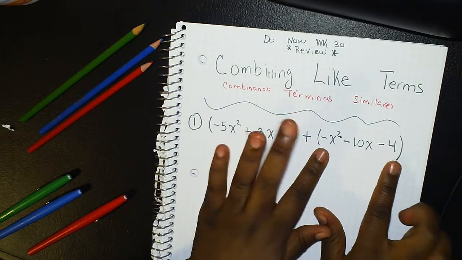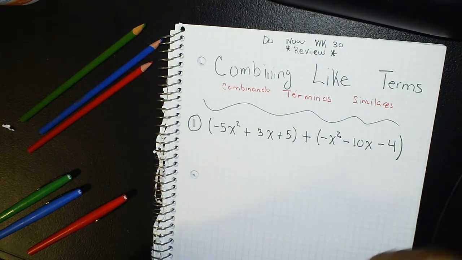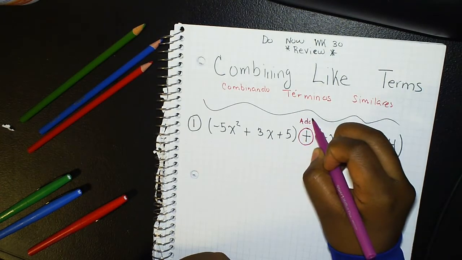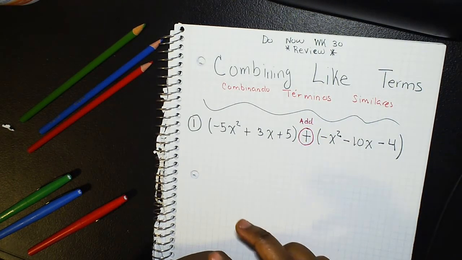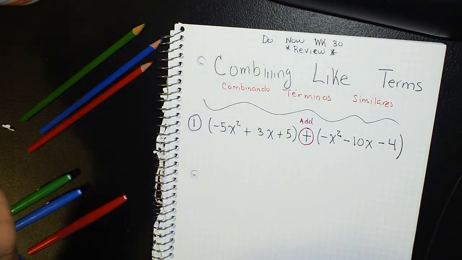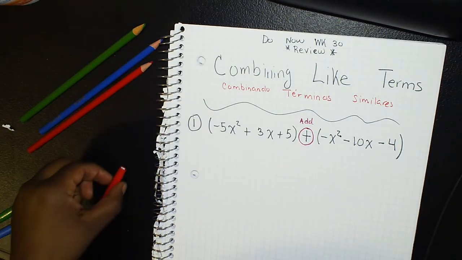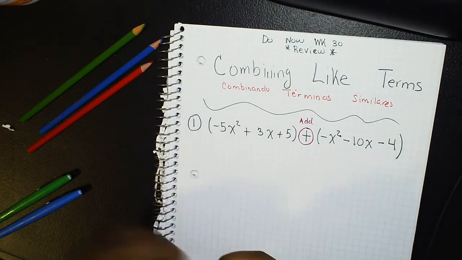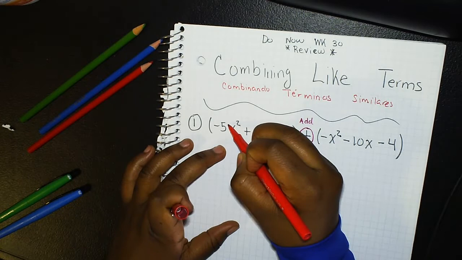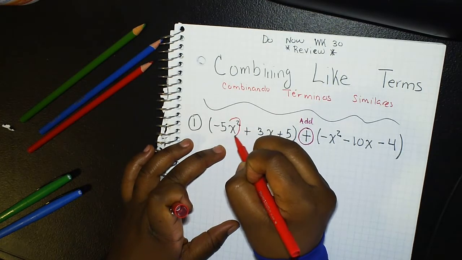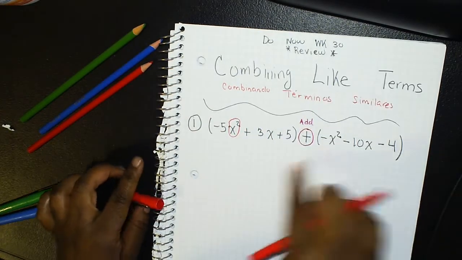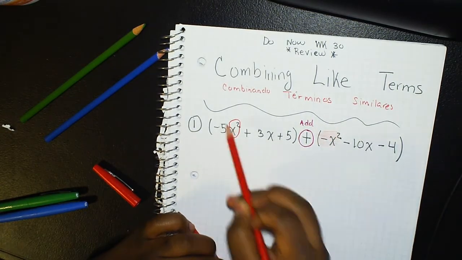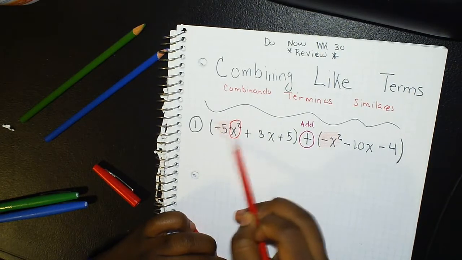All right. So first, let's observe our expression. I see two expressions in parentheses, and in between them, I see a plus sign. That means we are going to add these two expressions together. When we look at them, I see that I have three different types of terms. The first term I see is x squared. So I see an x squared here, and I'm going to highlight the other x squared I see. So I have x squared here and x squared here.